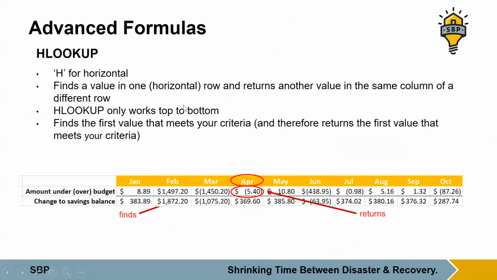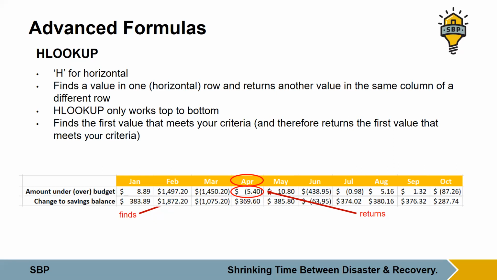So then there's HLOOKUP. HLOOKUP is for horizontal. I'm going to be honest, guys, I do not use this. I had trouble thinking of an example of why you would use this, but it works essentially the same way as VLOOKUP, except it's horizontal. So it finds a value in one horizontal row and returns another value in the same column of a different row. The only way I could think of this that would work is pretty much a calendar.